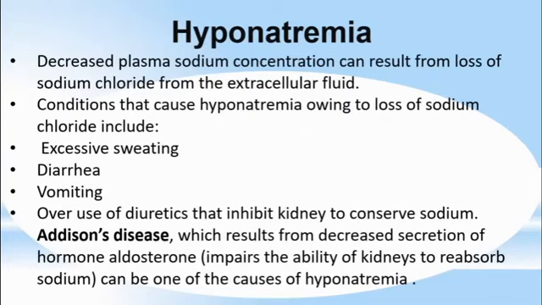Decreased plasma sodium concentration can result from loss of sodium chloride from the extracellular fluid. Conditions that cause hyponatremia owing to loss of sodium chloride include excessive sweating, diarrhea, vomiting, and overuse of diuretics that inhibit the kidney from conserving sodium. Addison's disease, which results from decreased secretion of the hormone aldosterone, can be one of the causes of hyponatremia.